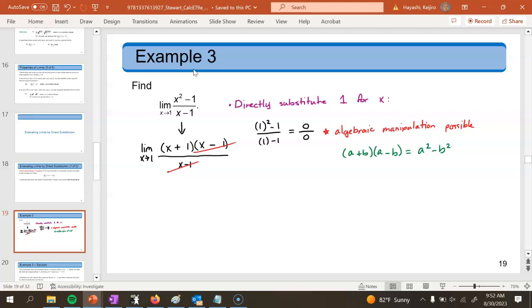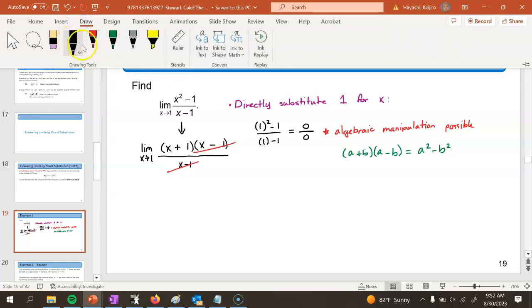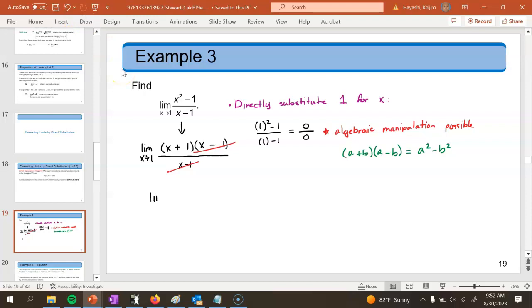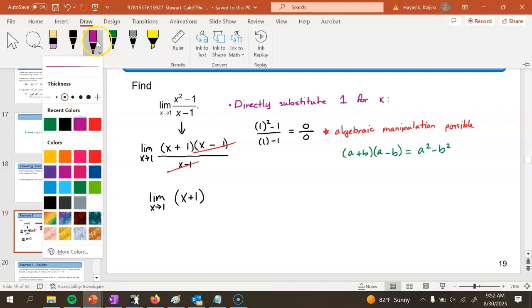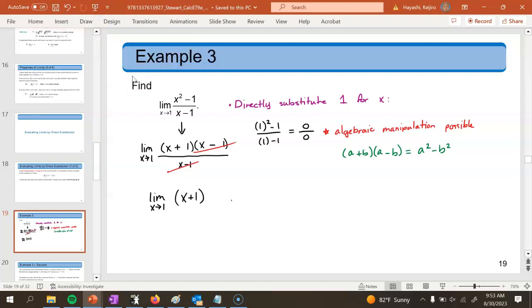And because that factor that we cancel out is x minus 1, that was kind of what was causing both the numerator and denominator to be 0. X minus 1 is what, if you plug in 1 into it, ends up being 0 and makes that happen. So this, after canceling out, just ends up being the limit as x approaches 1 of x plus 1. After doing that sort of simplification, try directly substituting again.